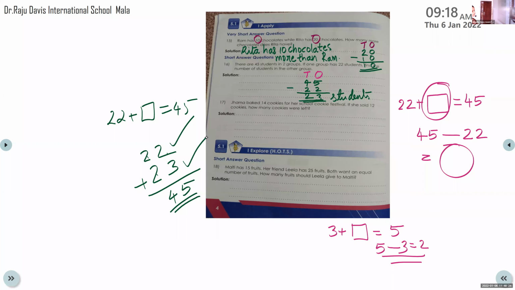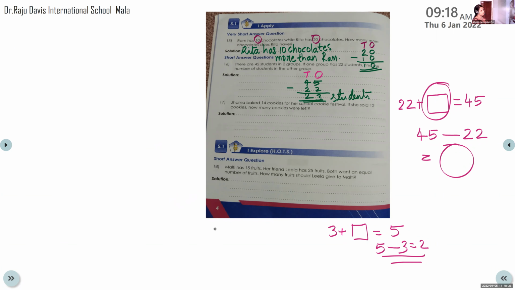Total number of students is given. One group having 22 students, other group we have to find out. So we have to subtract the number of students in one group from the total number of students. So 45 minus 22 is equal to 23 students. So the second group having 23 students. Okay. So please write the answer, all of you.